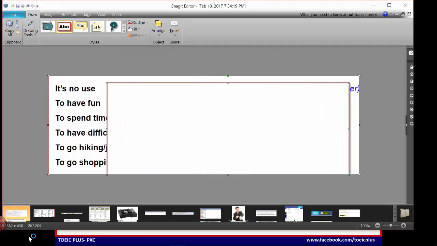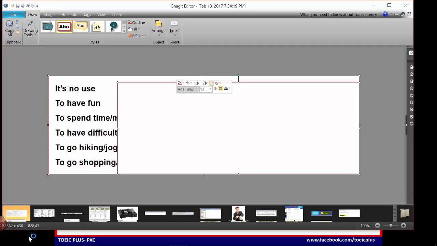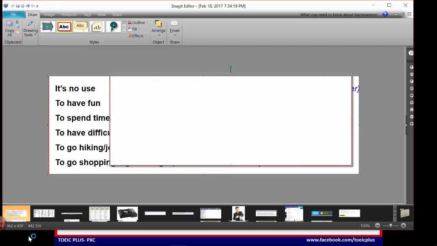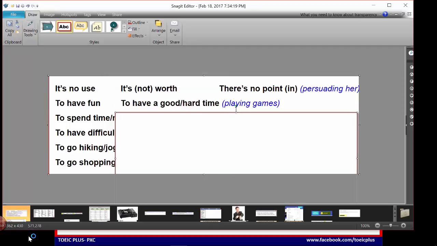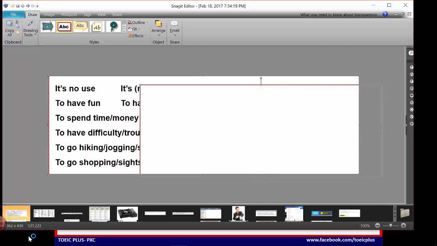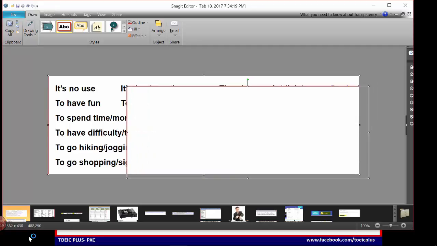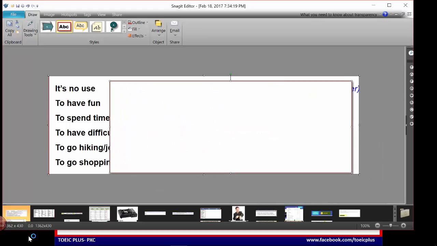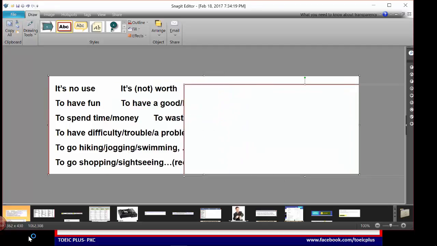That's enough. Again, number one, it's no use, it's not worth, there's no point. Next, to have fun, to have a good time or a hard time. Next, to spend time or money, or to waste time or money. Next, to have difficulty, trouble or a problem. And next, to go hiking, jogging or swimming.